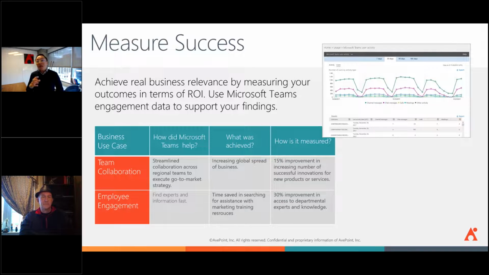This is where you go back to your scorecard. Remember that scorecard I showed earlier, your test plan? Demonstrate that you provided true value, not only from a qualitative perspective, your use cases. So this is a qualitative type of measure. Yeah, we were able to better collaborate. What was achieved? Increased global spread of business. How is it measured? 15% improvement of innovations or products or services.